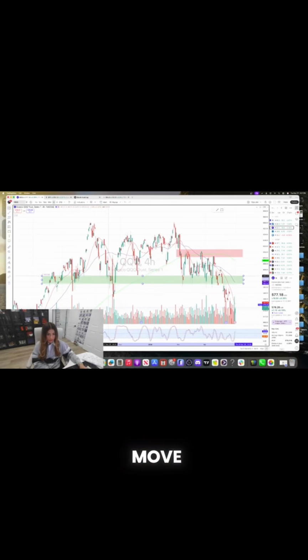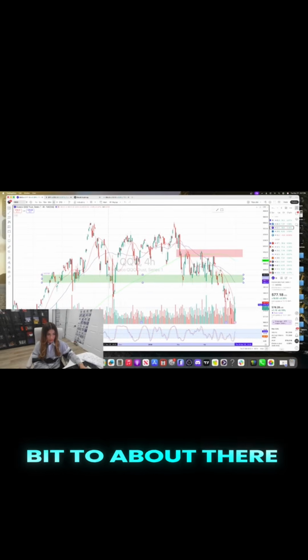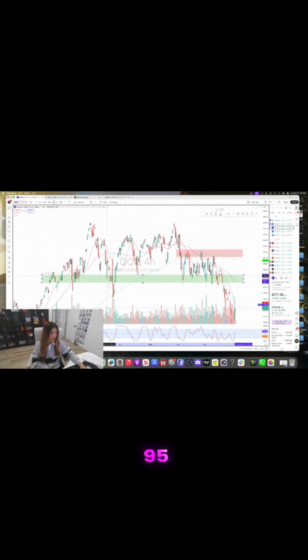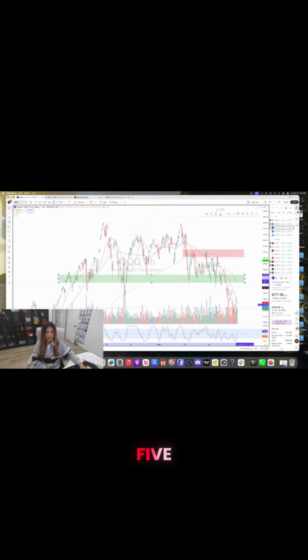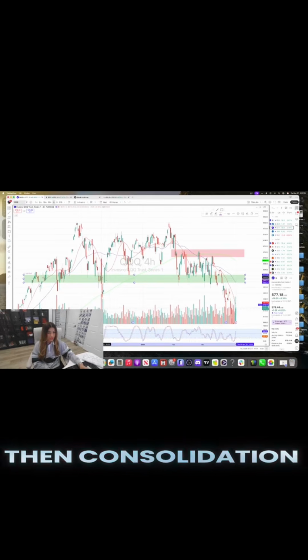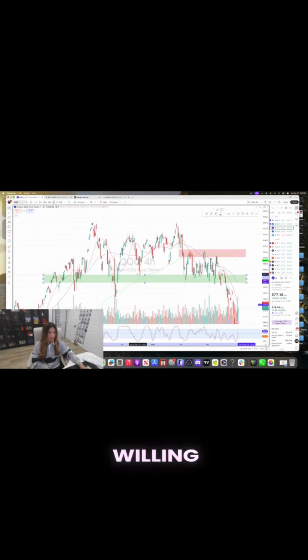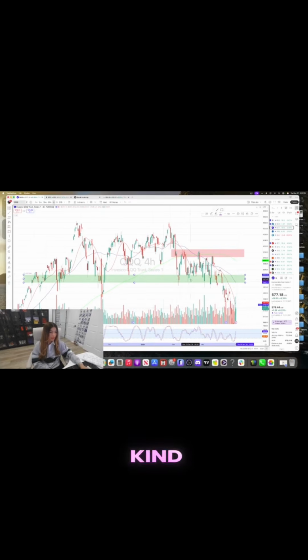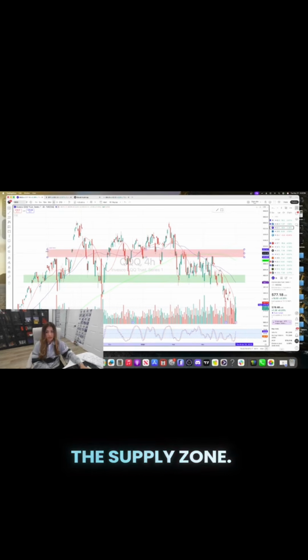I'm just going to move it up a little bit to about there. So like 595 to 600. It's a $5 range. We see buyers are willing to step in over here, over here, over here, then consolidation. They were willing to step in over here and then kind of propped it in this range of consolidation right here. Now let's go ahead and test it for the supply zone.